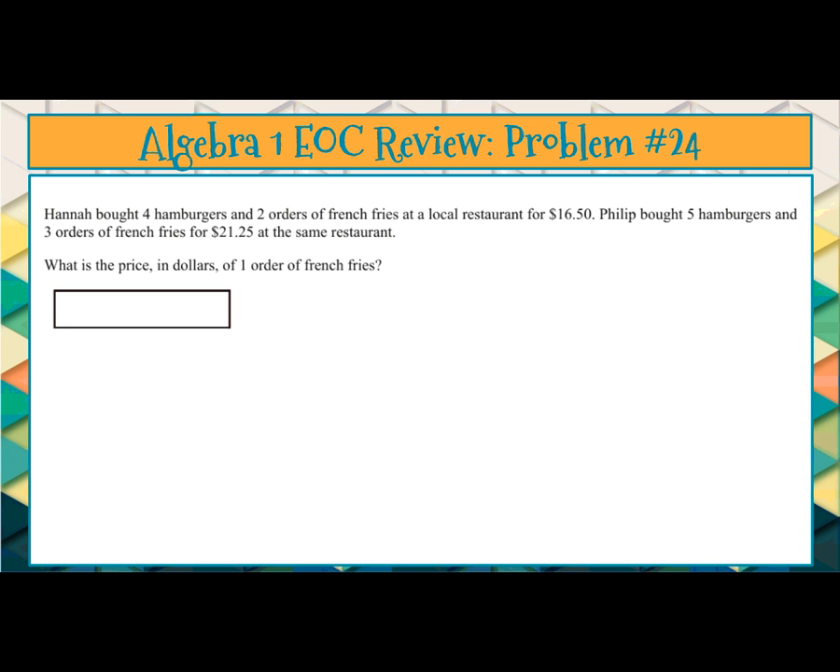Problem number 24. Hannah bought 4 hamburgers and 2 orders of french fries at a local restaurant for $16.50. Philip bought 5 hamburgers and 3 orders of french fries for $21.25 at the same restaurant. What is the price in dollars of 1 order of french fries? Now, some of you can play around with the amount, but it's definitely going to be dollars and change. I can tell that just from looking at my totals. So you might be able to play around with numbers. If you want to get at it faster, a system of equations is the way to go. So I'm going to let H equal hamburger price and F be french fry price.